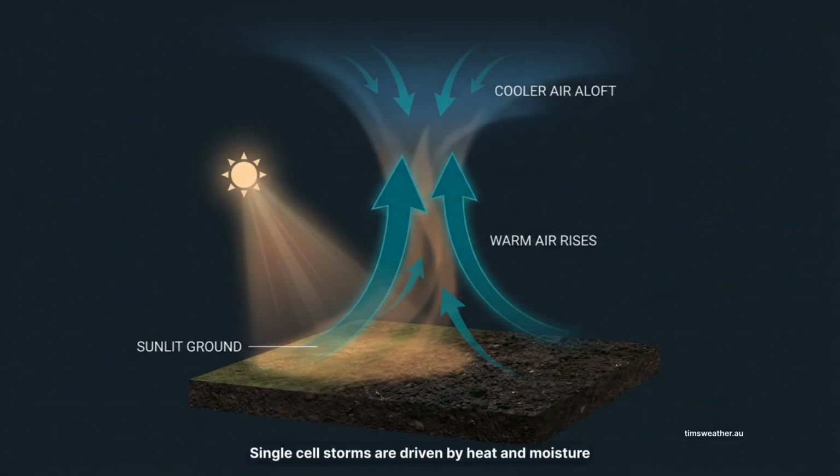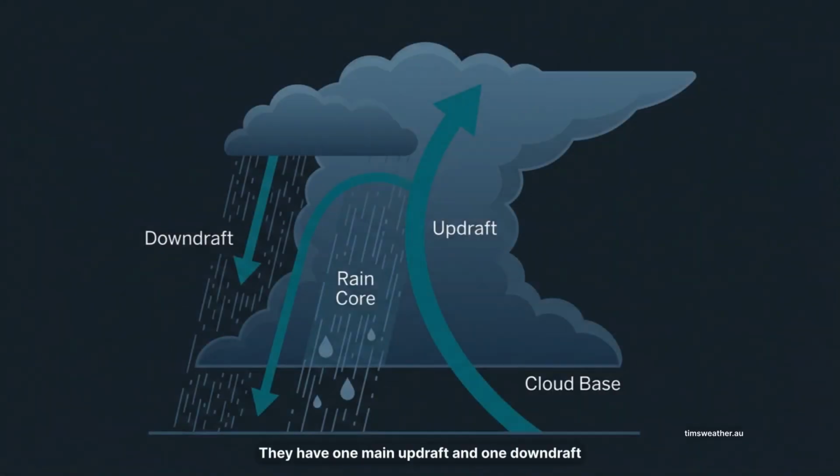The basic setup is simple. The sun heats the ground, the ground heats moist air near the surface, and that warm air rises. If the atmosphere is unstable enough, the rising air keeps climbing, cools and condenses into a towering cumulus cloud. Because the winds do not change much with height, the storm is not tilted or organized like a supercell. It has one main updraft and, later, one main downdraft.